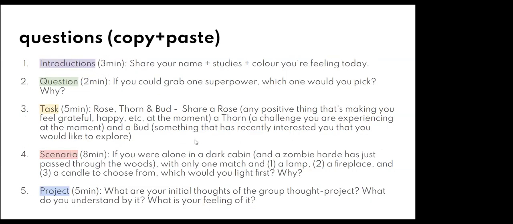So while we're waiting on Bilqis, the first question will be to share your name, studies, and the feeling today. That will be your first question, and that is just to break the ice, meet each other, share something, and then we'll start off with just dropping the second question, and you can think about this now. If you could grab one superpower, which one would you pick and why? And so we'll start off the conversation with those questions, and then thereafter, after 5-6 minutes, we'll broadcast the next question for you.